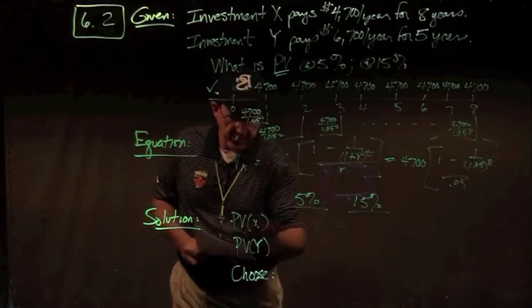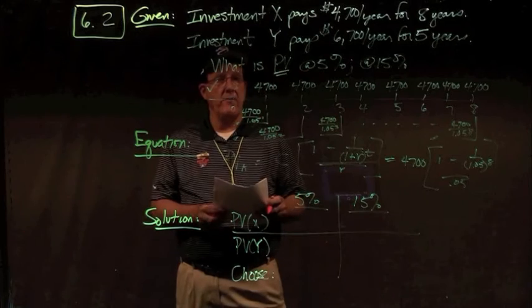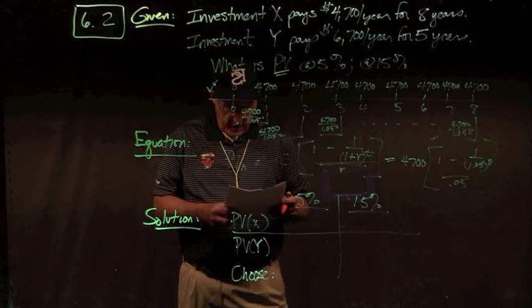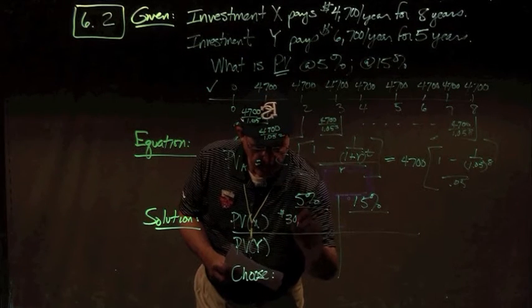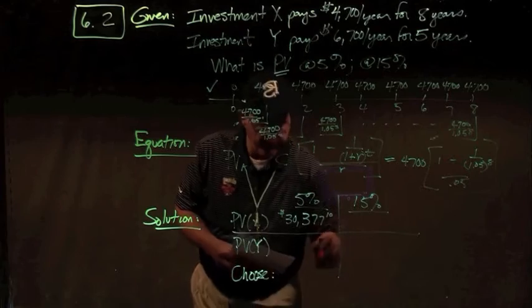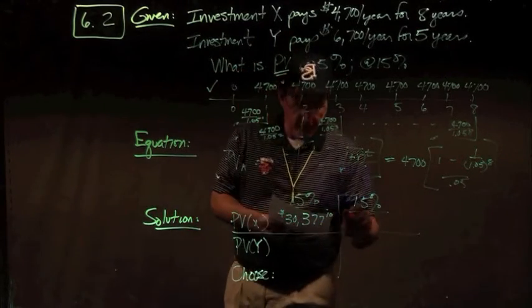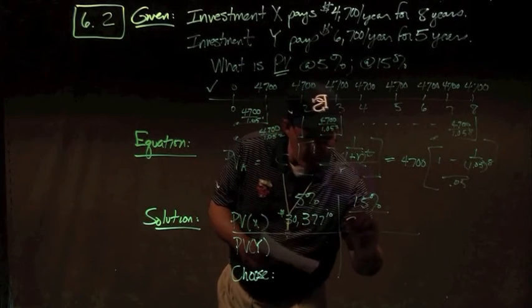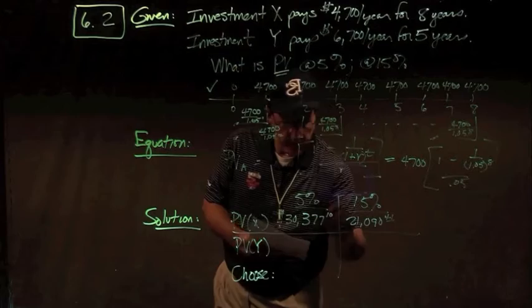What are my answers? At 5%, the $4,700 a year is worth $30,377.10. And the $4,700 a year at 15% is worth $21,090.41.